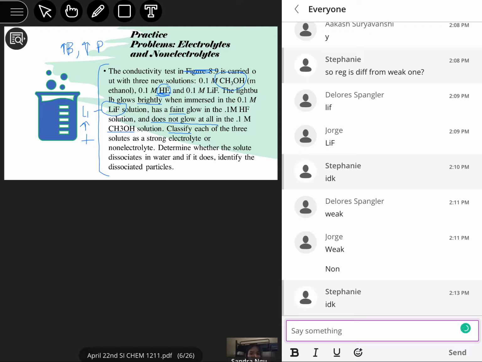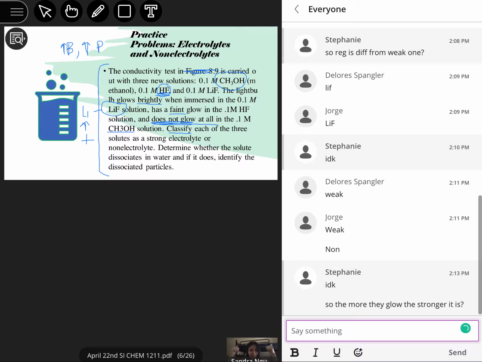Okay. So CH3OH is also a non-electrolyte. The reason is that there's no dissociation. It also does not glow at all. That's your big hint right there. This solution doesn't glow, which means there's no power, there's no electrolytes, non-electrolyte. There's no point in having it there. So that's why it would be non-electrolyte. And by the way, when you say weak for HF, I want to make it clear that it's a weak acid also, not just a weak electrolyte.